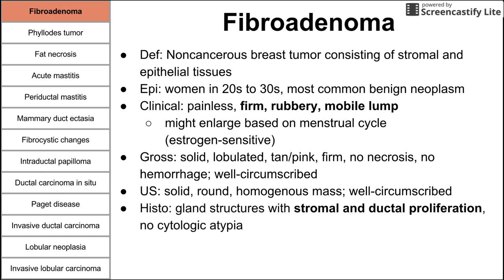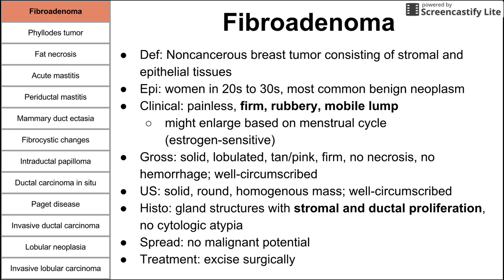And on histology, we see the gland structures that are characteristic of the breast with stromal and ductal proliferation. There should be no cytologic atypia. Because no cytologic atypia, that's a hint that these have no malignant potential. They're benign breast tumors. Treatment here is to excise these surgically if they bother you.